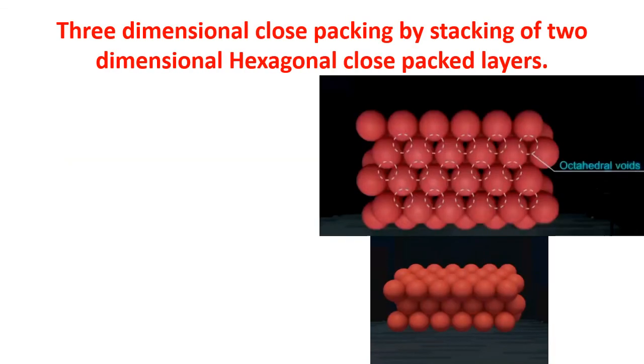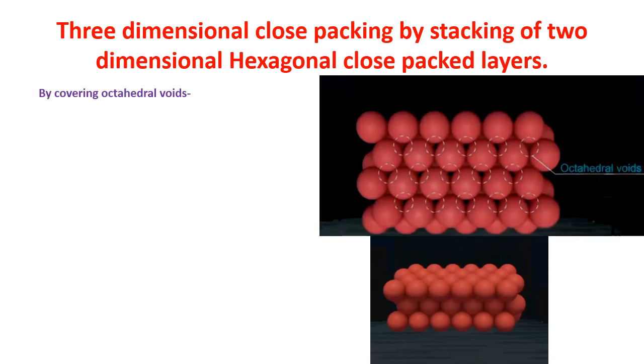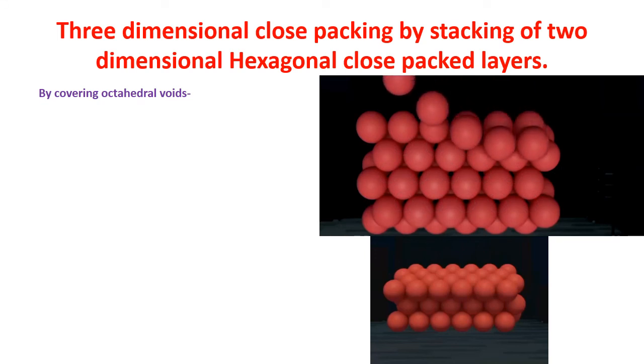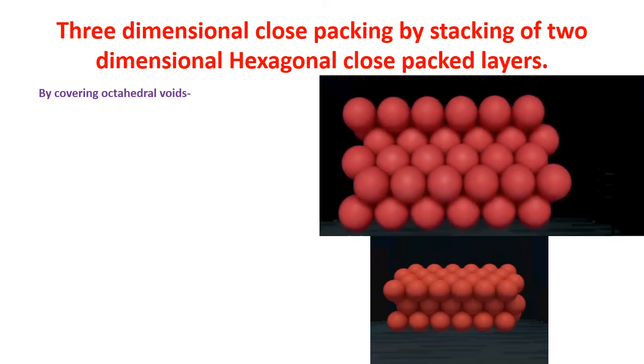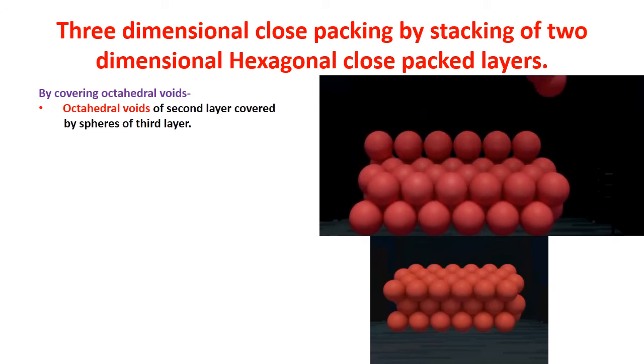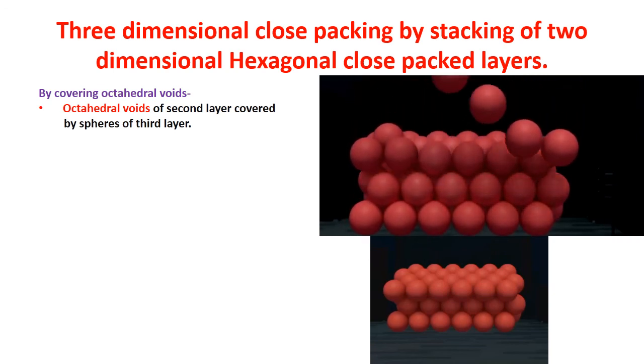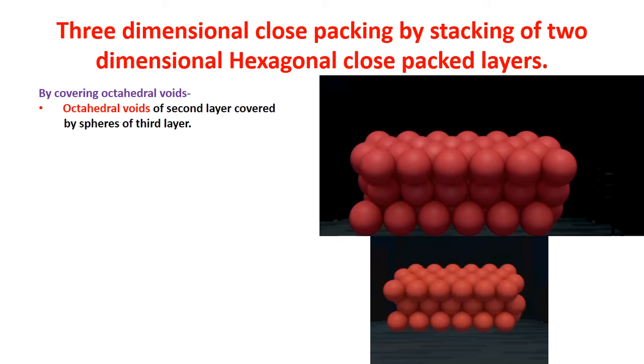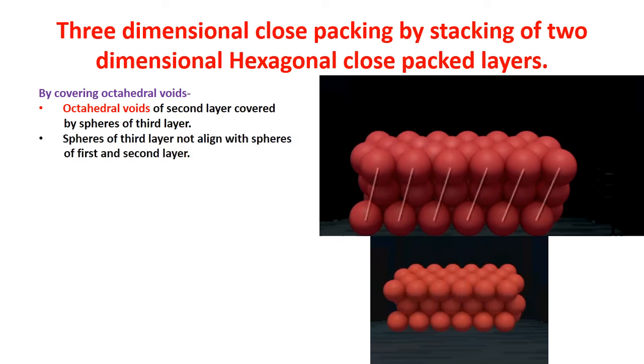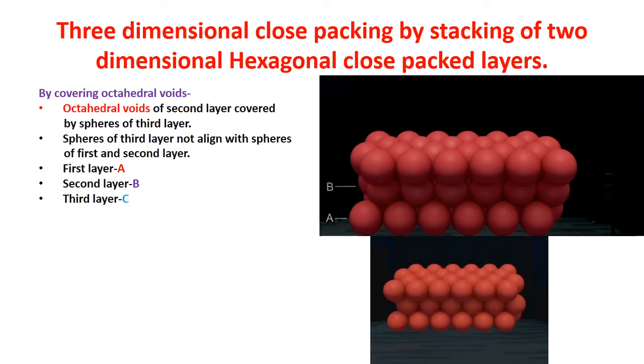Here we learn stacking of the third layer over the second layer by covering octahedral voids. The octahedral voids of the second layer can be covered by placing the spheres of the third layer over them. The spheres of the third layer are not aligned with the spheres of either the first layer or the second layer. So if we call the first layer A type and the second layer B type, then the third layer we will call C type.